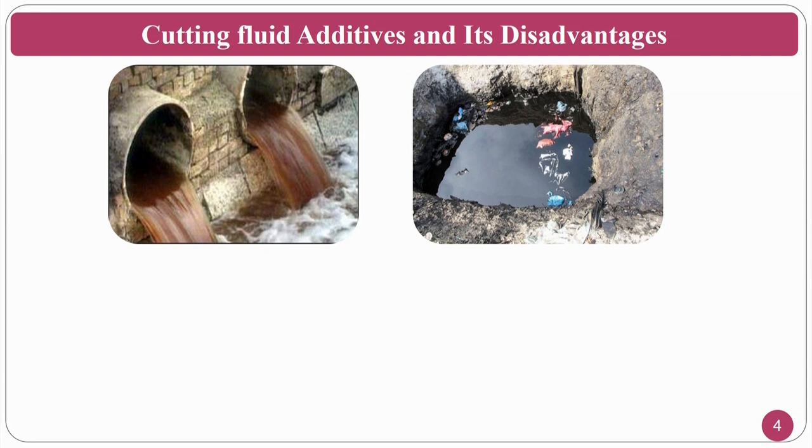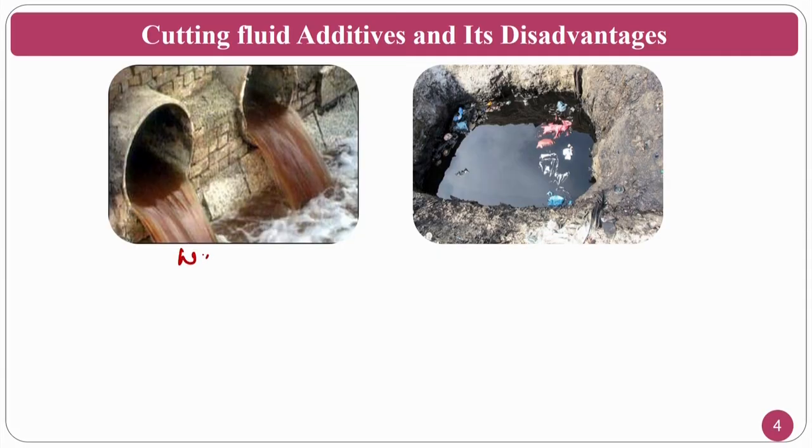If you look at it from the environmental point of view, like water pollution or soil pollution, this is how it takes place. Normally once the cutting fluid is used, they dump it into nearby rivers, which damages the ecological system of that river. That is called water pollution. And the soil pollution.